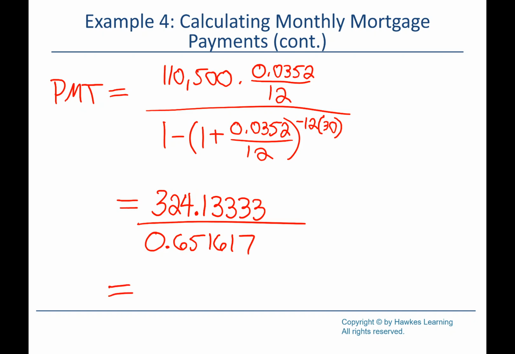Let's see what we end up with. $497, and that rounds to 43 cents. Not bad at all for a house payment. A big part of that is it had a really nice down payment.